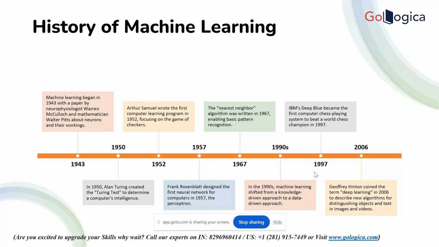Scientists began to create programs for computers to analyze large amounts of data and draw conclusions or learn from the results. In 1997, IBM's Deep Blue became the first computer chess playing system to beat a reigning world chess champion. Deep Blue used the computer power in the 1990s to perform large scale searches of potential moves and select the best move. Just a decade later, in 2006, Geoffrey Hinton created the term deep learning to explain new algorithms that help computers distinguish objects and text in images and videos.